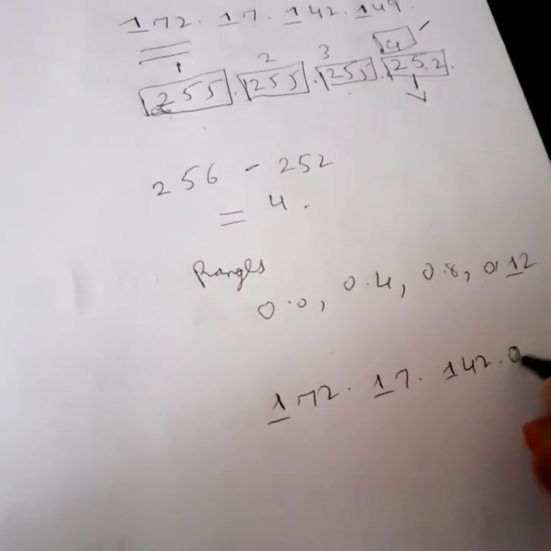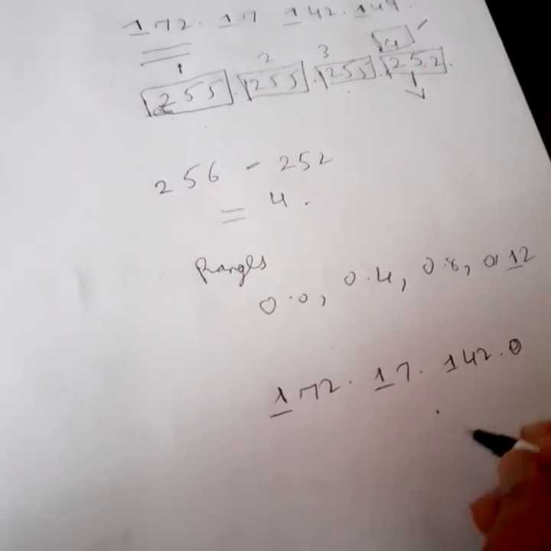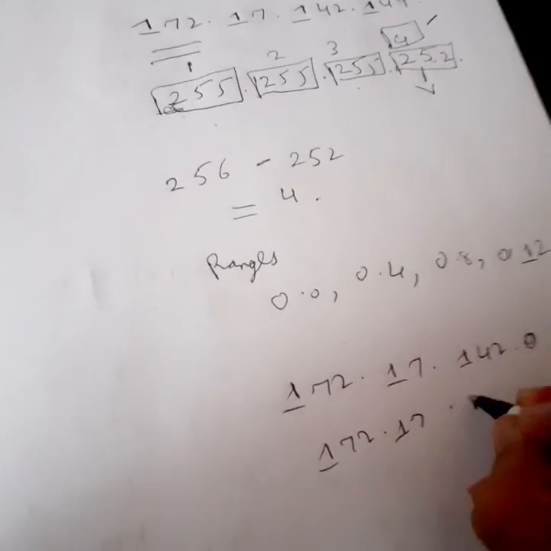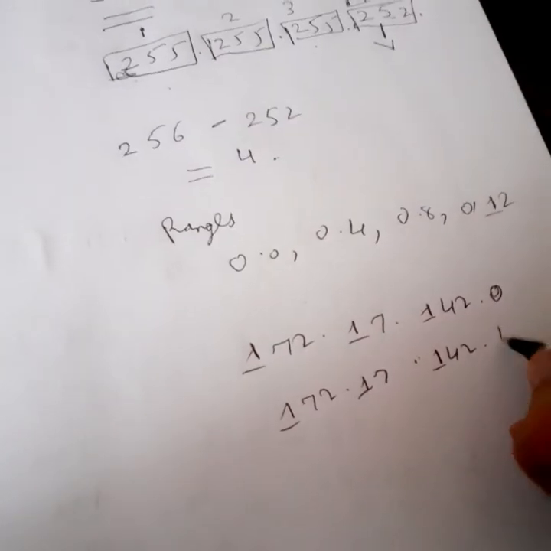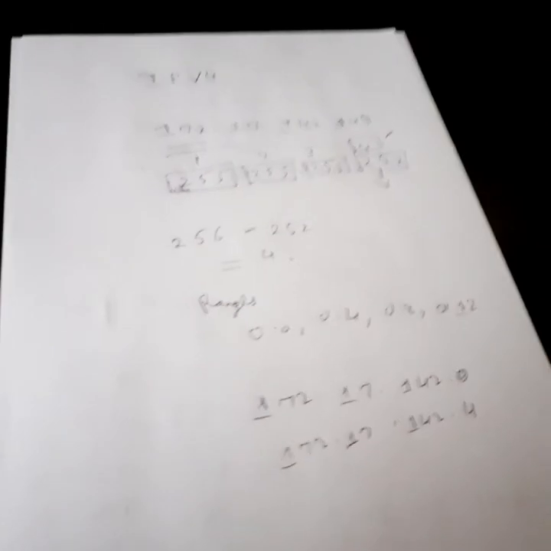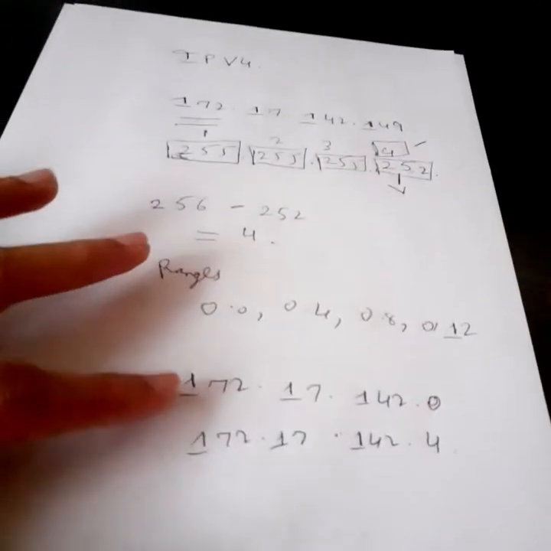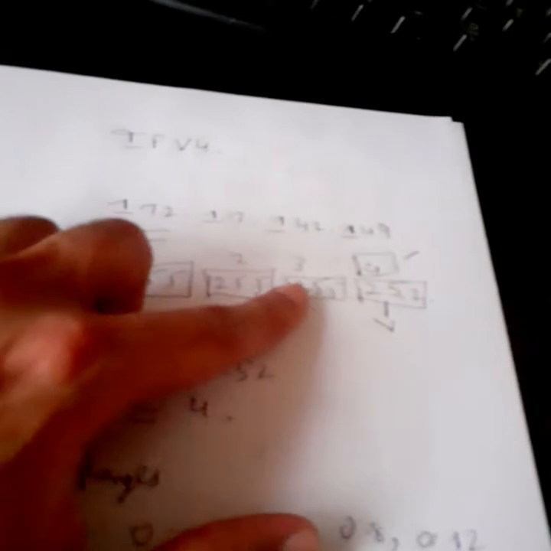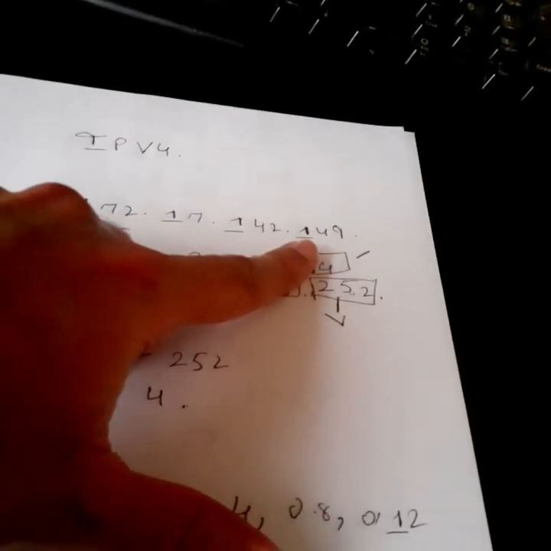So ideally 172.17.142.0 and then 172.17.142.4. This is how our subnets will be made. So we are looking for the last valid host in this subnet. Now if you see here, we'll carry on till we find 149.